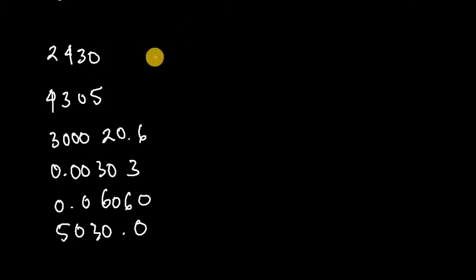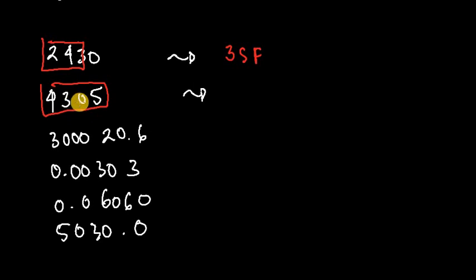Let's discuss one by one. This number, 2430, will only have 3 significant figures, because this 0 does not count. It is not a decimal, so we only have 3 significant figures. The second one, we will count all of them because, yes, we have 0, but it's between non-zeros, so this one will be 4 significant figures.